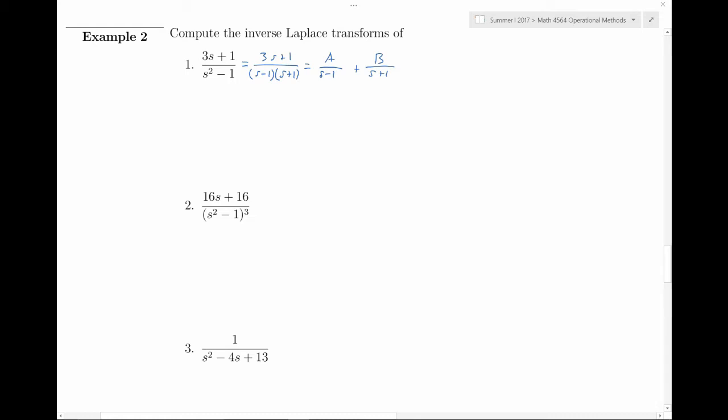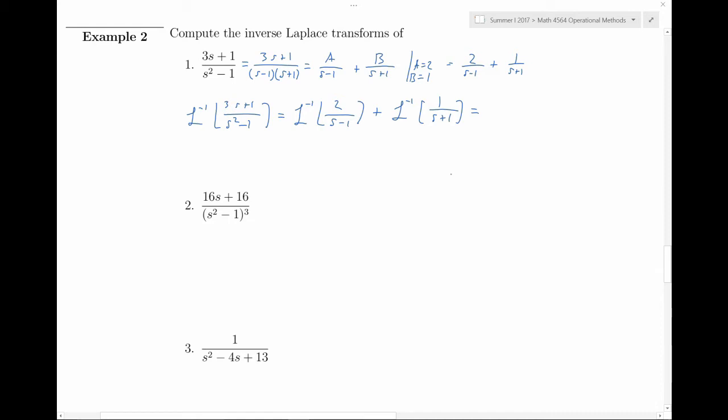I have pre-computed the coefficients, and I know that a equals 2 and b equals 1. Therefore I have fractions 2 over s minus 1 plus 1 over s plus 1. Therefore the inverse Laplace transform of 3s plus 1 over s squared minus 1 has to be the inverse Laplace transform of 2 over s minus 1 plus the inverse Laplace transform of 1 over s plus 1.